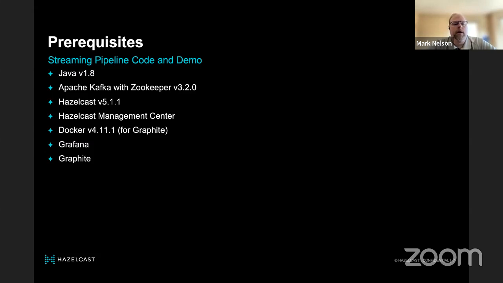So for our pipeline code, we have a couple of prerequisites. Java 1.8, obviously, which we need to have for the streams and Lambda processing. We're using Apache Kafka with Zookeeper. We also have Hazelcast, of course. We're using 5.1.1 Hazelcast Management Center for the visualization. We're using Docker for the Graphite element. And of course, Grafana and Graphite for the databases and visualization piece.